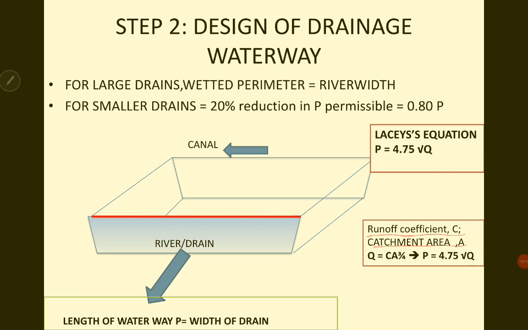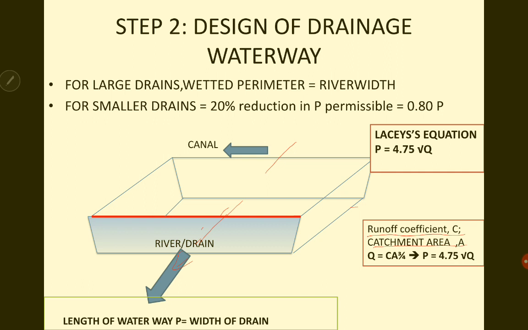Now, the design of the drainage waterway. To design the drainage waterway, we must know the width of the drain, isn't it? So this is the river and this is the canal flowing above the river. The river is flowing towards us. Suppose the river is flowing in this direction. So we have to find out the width of the river.